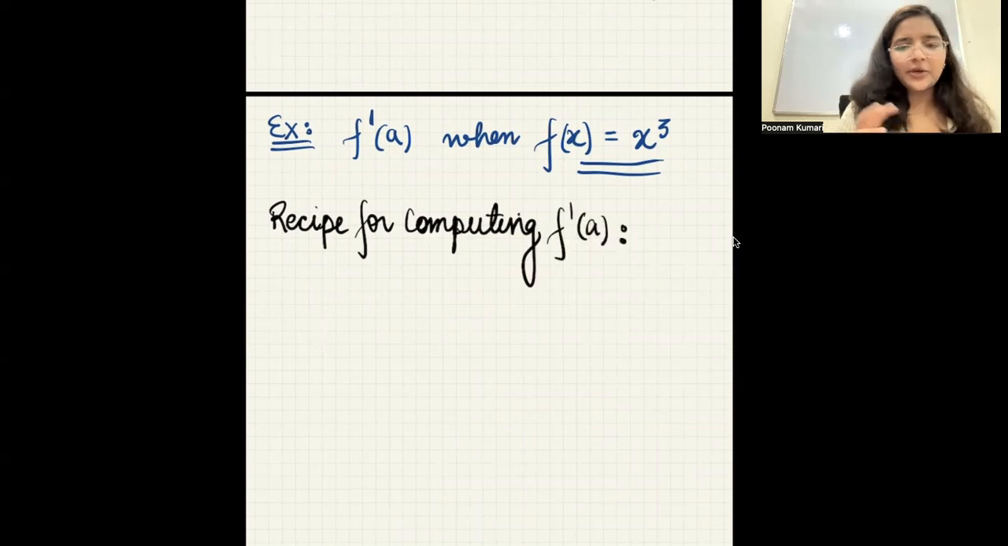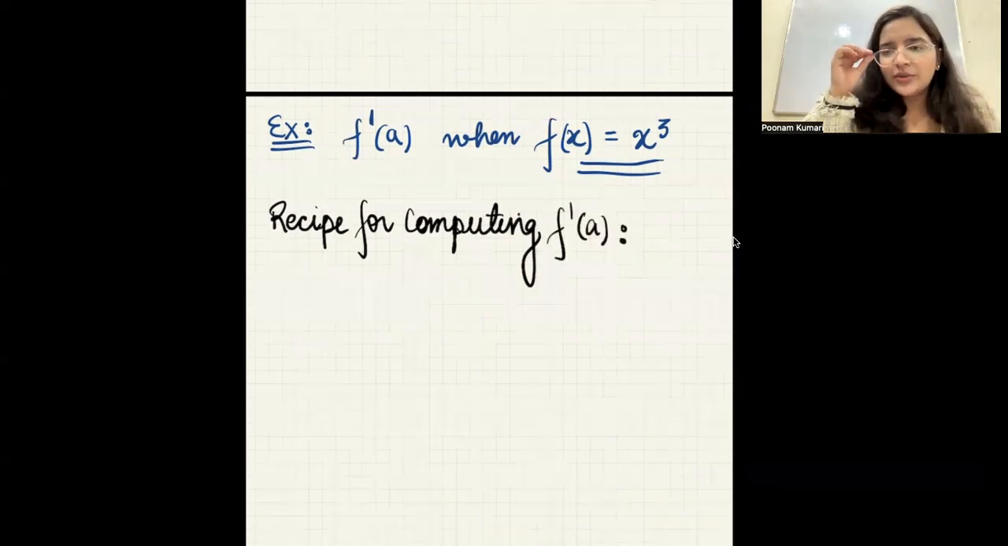Since you are doing it for the first time, you will feel like, why is it such a long process, I'm not understanding it. Because you are doing it for the first time you will feel like that, but after a point it will feel very natural. So the more practice you do, the more natural it will start to feel.